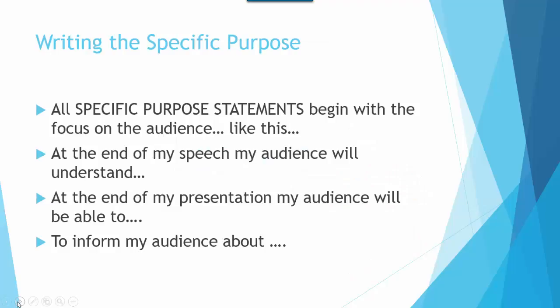Okay, so writing the specific purpose statement is audience focused. So it always starts with words such as, at the end of my speech, my audience will. At the end of my presentation, my audience will. To inform my audience about. So the words my audience are in a specific purpose statement. Keeps you on focus. They will not be in your central idea, or what we also call a thesis.